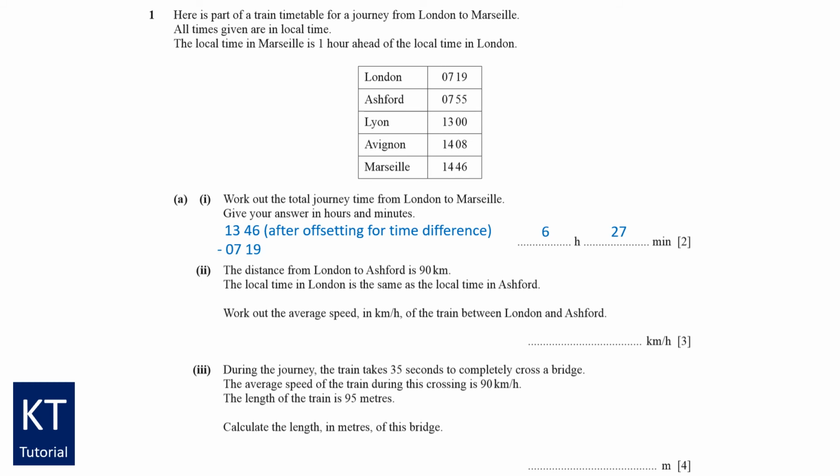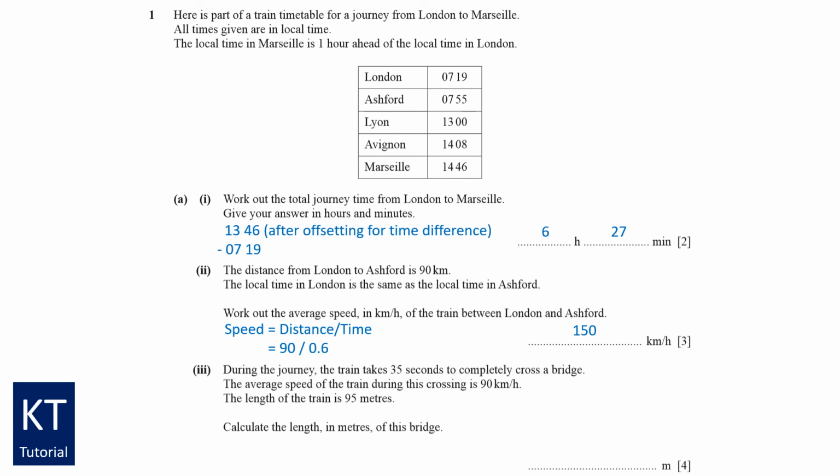Next, the distance from London to Ashford is 90 kilometers. The local time in London is the same as the local time in Ashford. Work out the average speed in kilometers per hour of the train between London and Ashford. Speed is distance divided by time. This comes to 150 kilometers per hour.